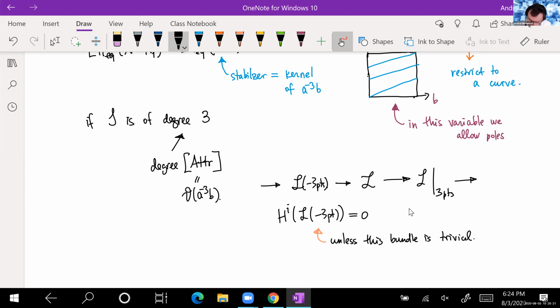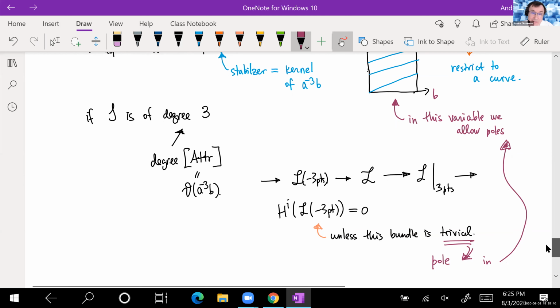So when this bundle is trivial, this means I have a pole. It means I have my interpolation problem with a pole in this variable. Well, in this case, it is this pole. I have an interpolation problem. Maybe let's do an example with 1 point.